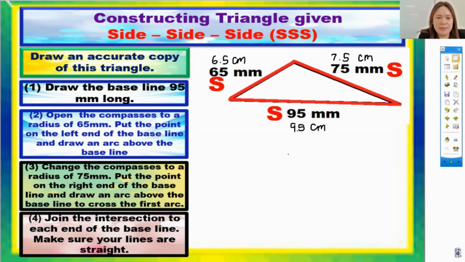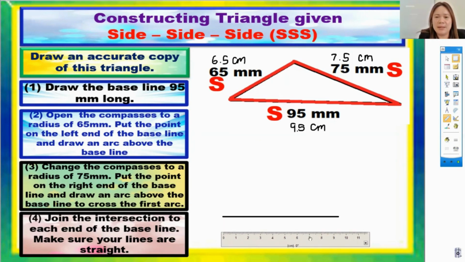Are you ready, year 8, with the first step? So the first is to draw the baseline, which is 95 mm or 9.5 centimeters. So let's be ready. Get your ruler, year 8. So you're going to have it here. So 0, I'm going to have it 0 to 9.5, or this is just halfway between 9 and 10. So this is 9.5 here. Okay, so that's the first step.